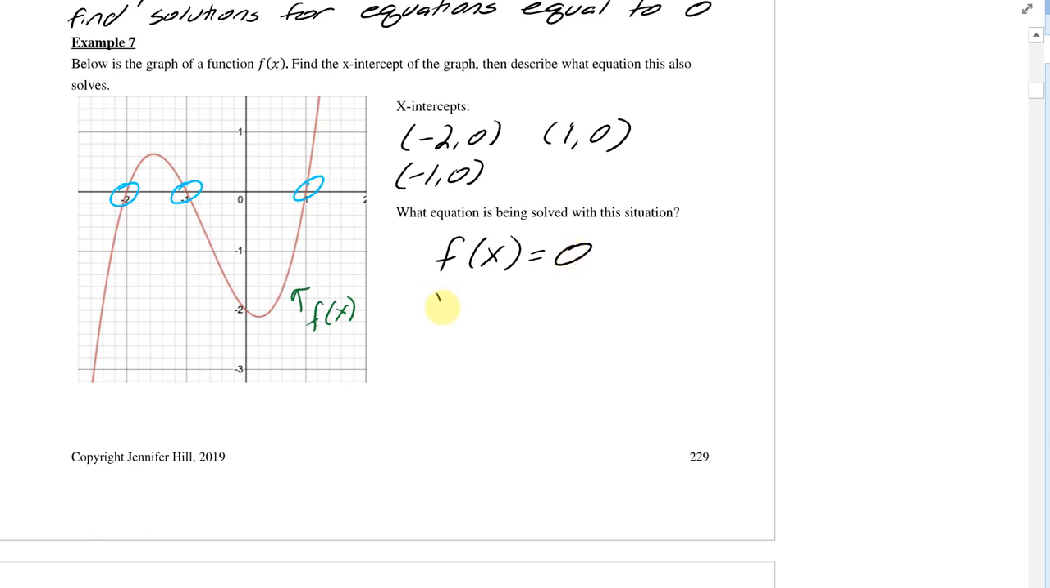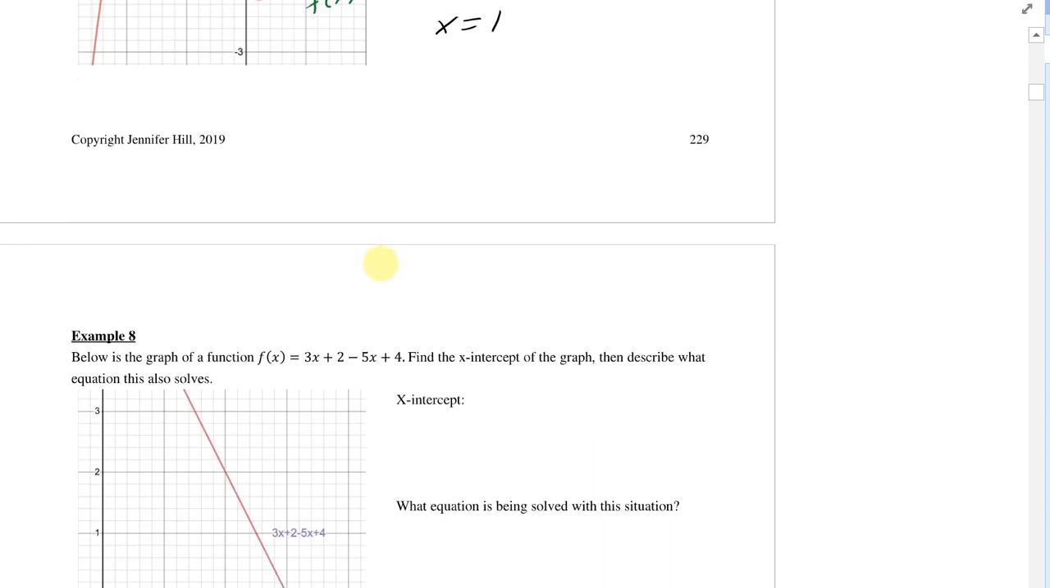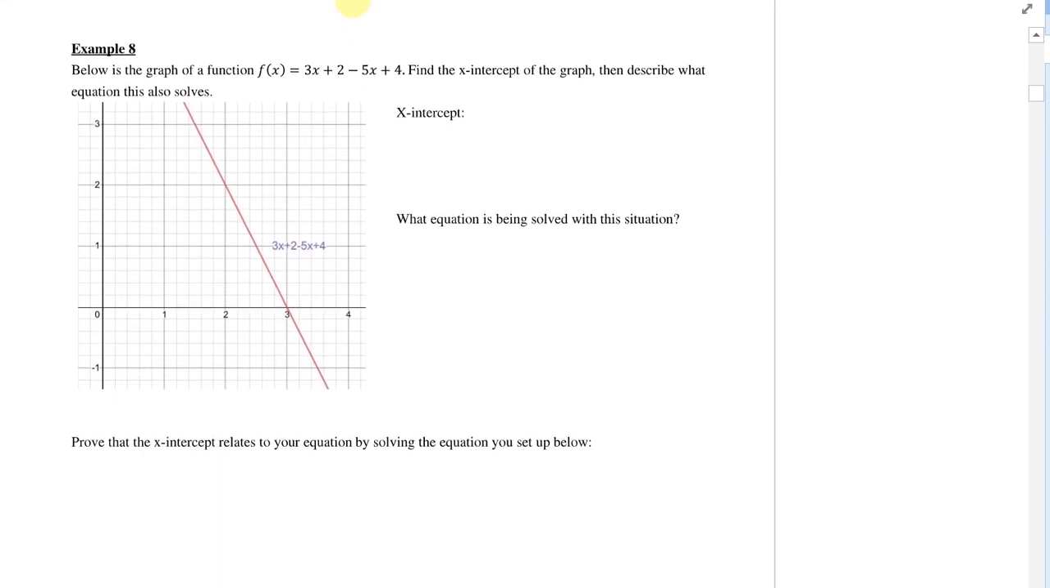The solutions are x equals -2, x equals -1, and x equals 1. Those would be my 3 solutions to this equation. And so this is the structure that I want to think about for the next few examples. So let's take a look at another one. Moving on to the next page.